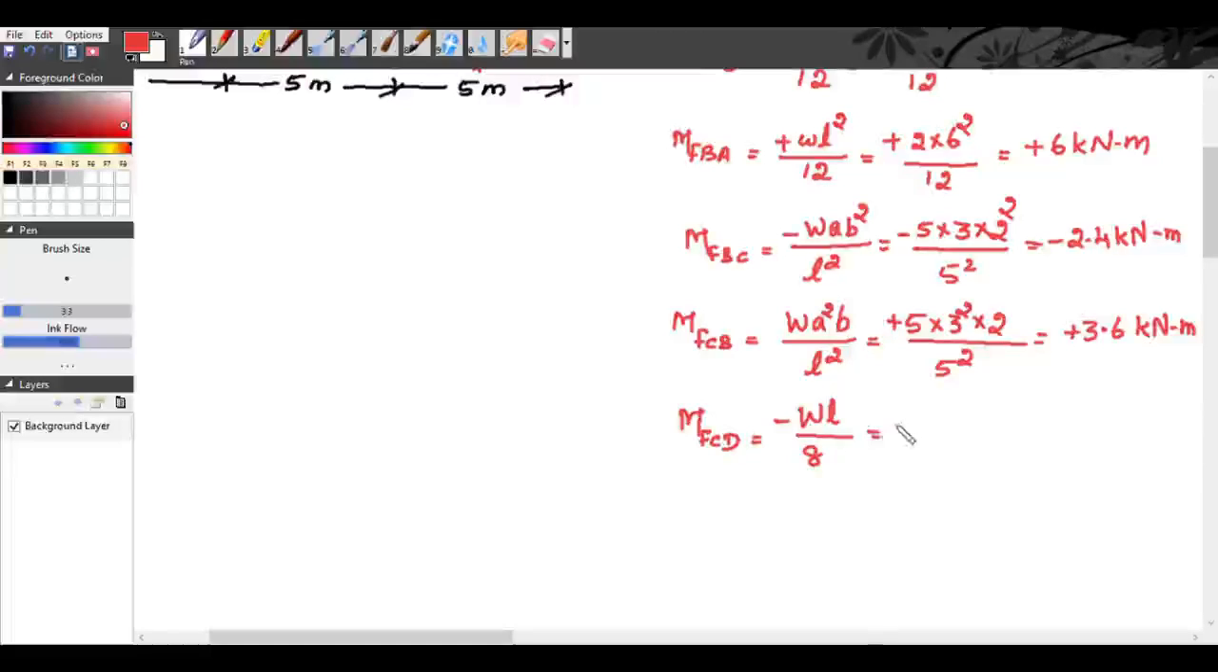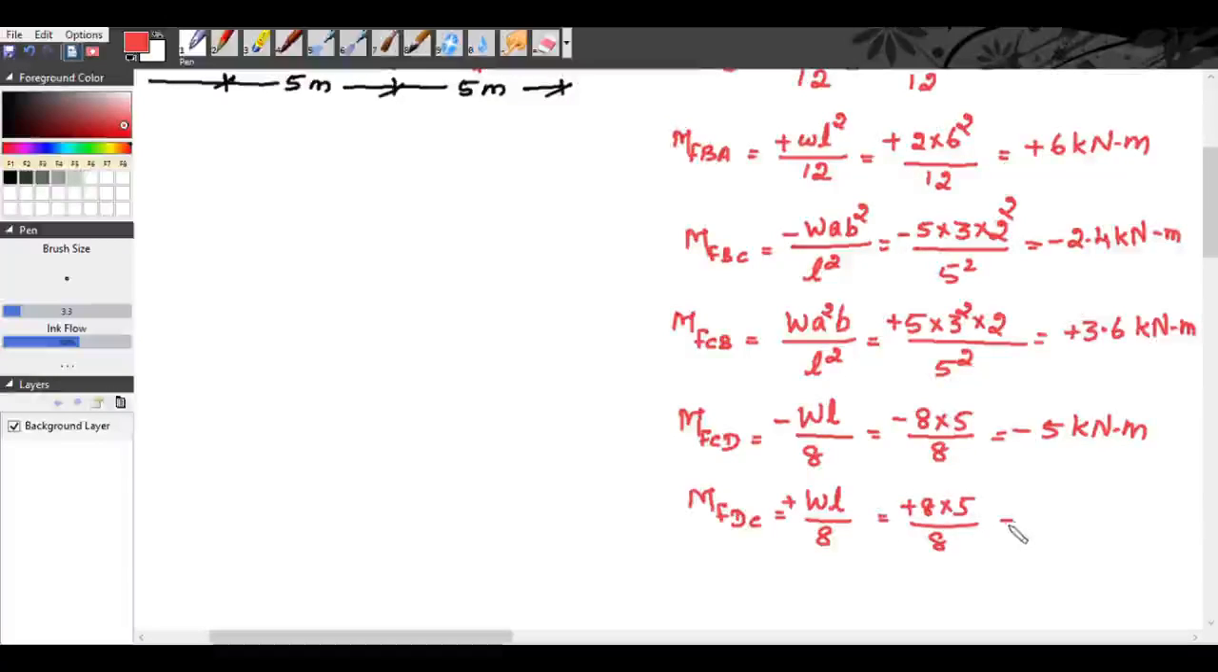So MFBC you will get minus 8 into 5 by 8. That is minus 5 kilonewton meter. Similarly, MFDC will be equal to plus W L by 8, that is plus 8 into 5 by 8. We will get plus 5 kilonewton meter. So normally we will complete our first step with this.